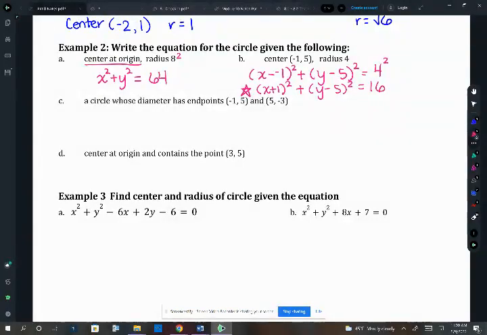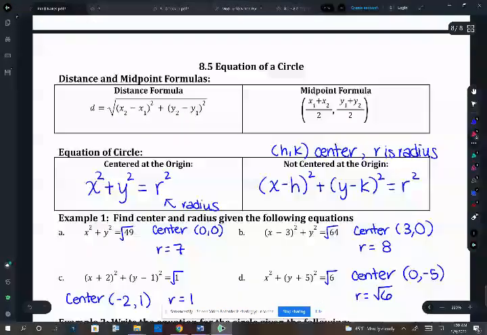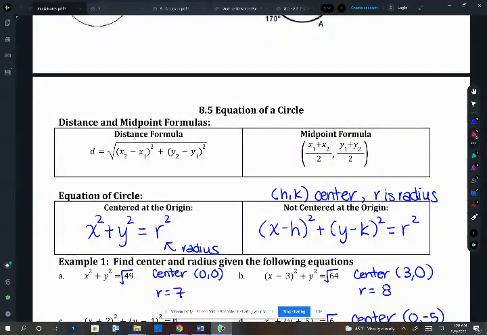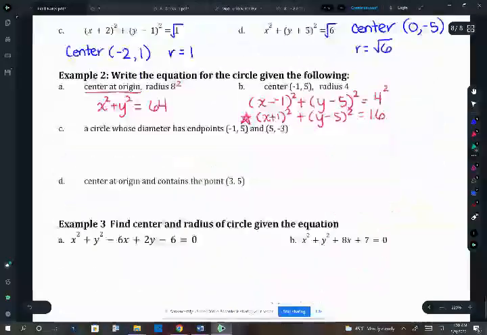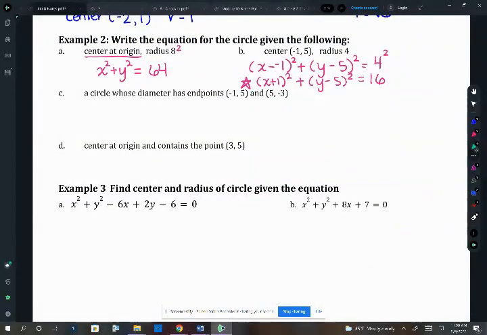One option is, at the top of your notes, you'll notice that you've got your distance formula and midpoint up here, which you worked with in, I think, 8th grade. So that's one way we can do it. And so if I wanted to, I could take my diameter or my 2 endpoints. So remember, the diameter is all the way across this circle.